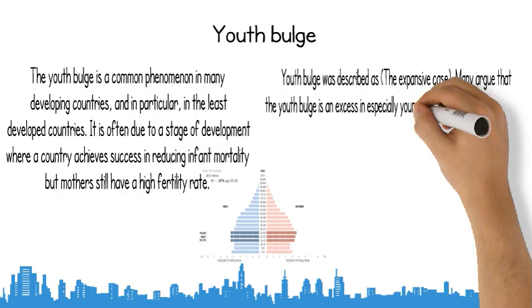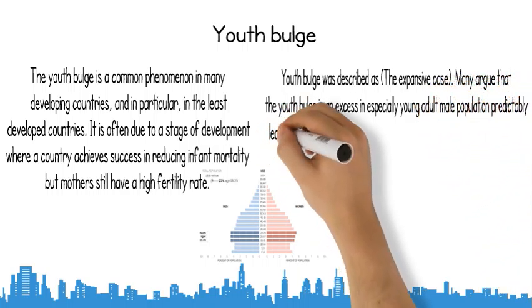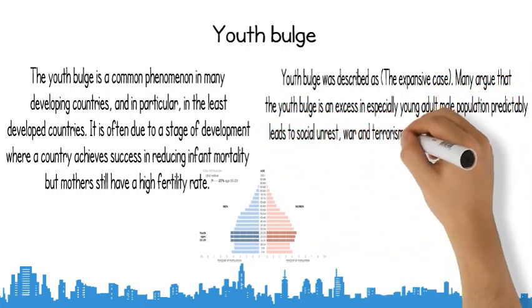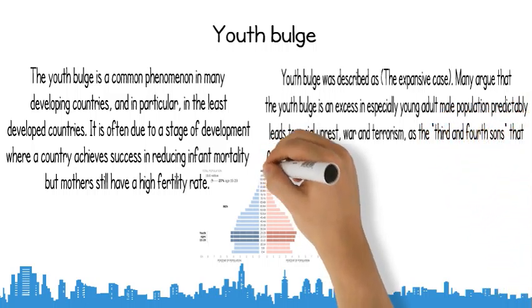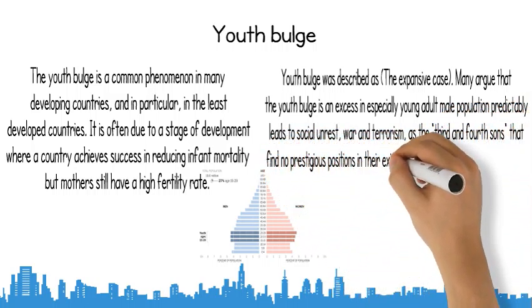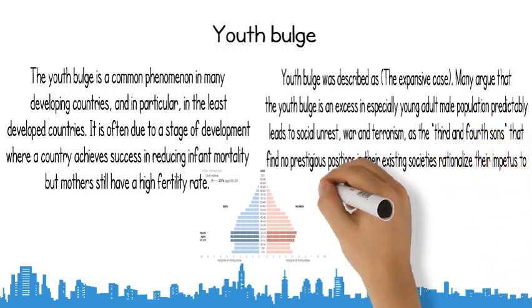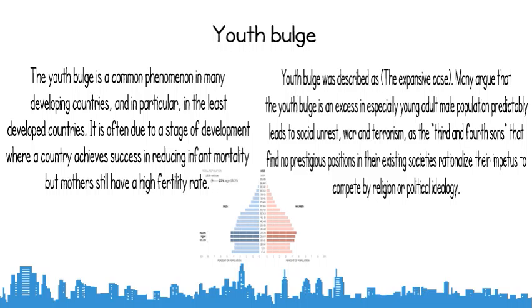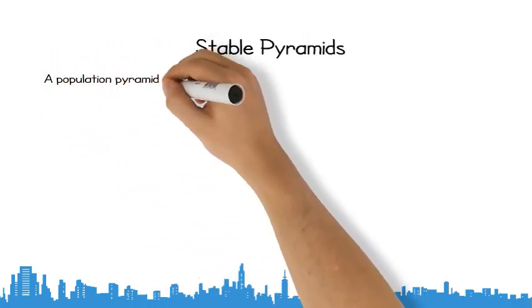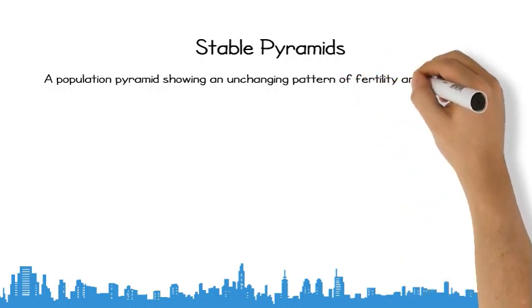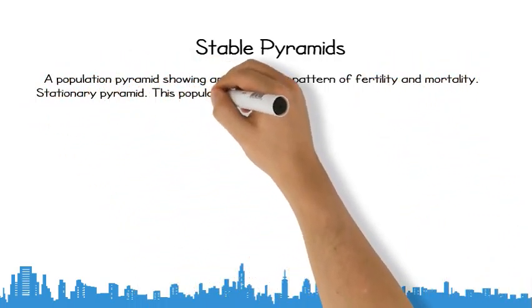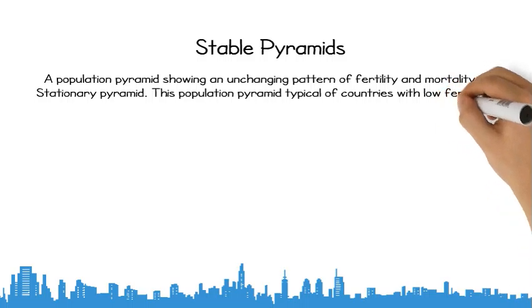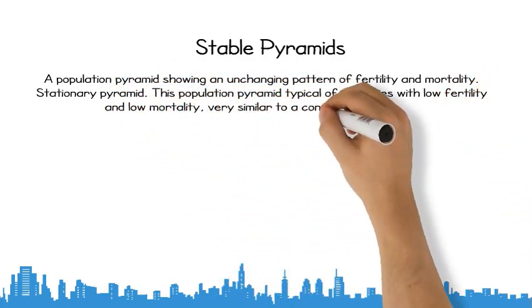Many argue that youth bulges, especially an excess of young adult males, can lead to social unrest, war, and terrorism, as the third or fourth sons find no prominent position in their existing societies and channel their impetus to compete into region or political ideology.